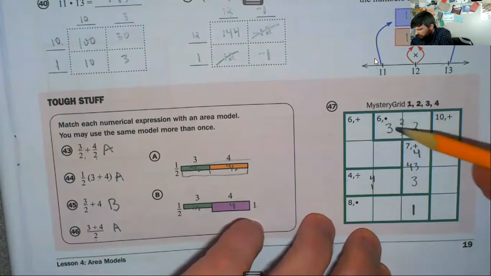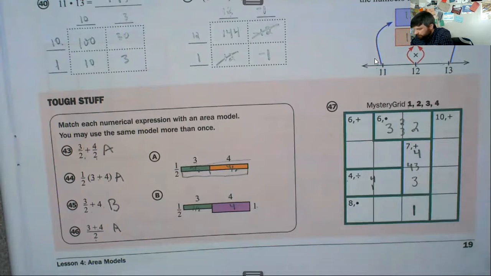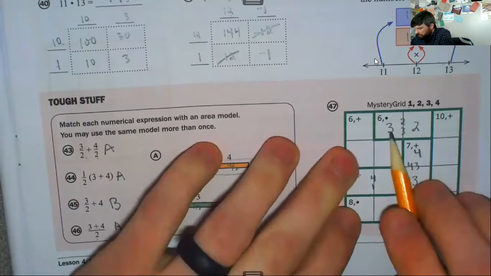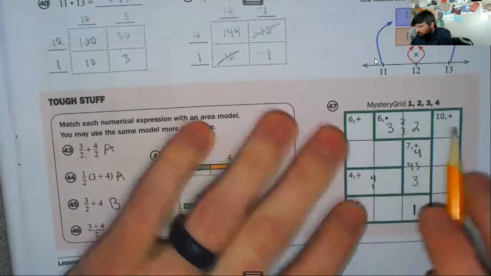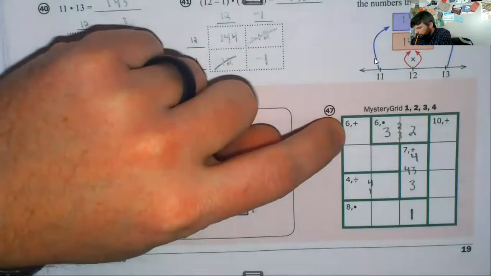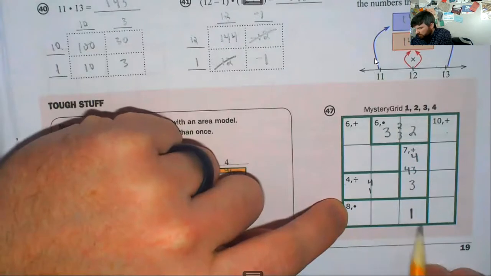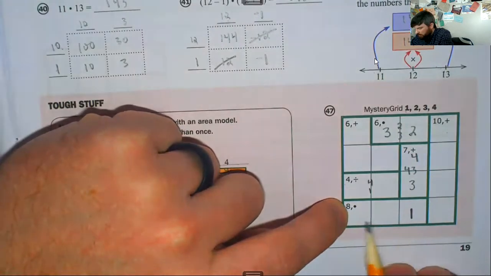This column needs a 1 somewhere. It could be here. Addition to 10. That could be a lot. I need 4 numbers there. That could be quite a bit. So this needs to be a 3, a 2. I need a 1 and a 4 somewhere. 8. Multiplication, you already got a 1. So that'd be a 4 and a 2.